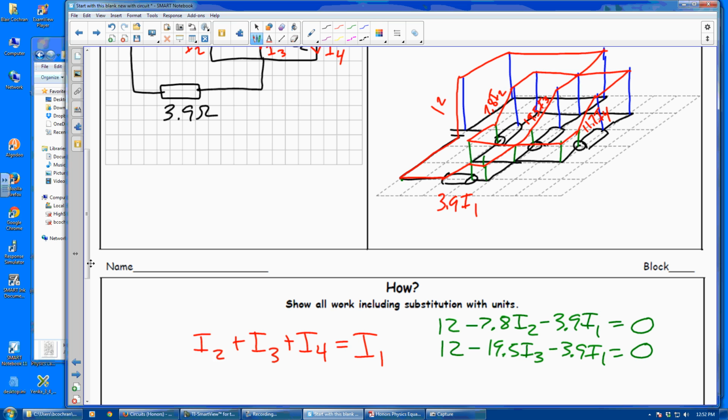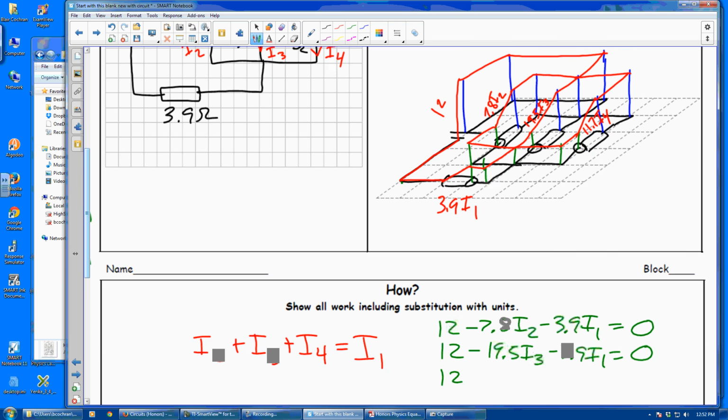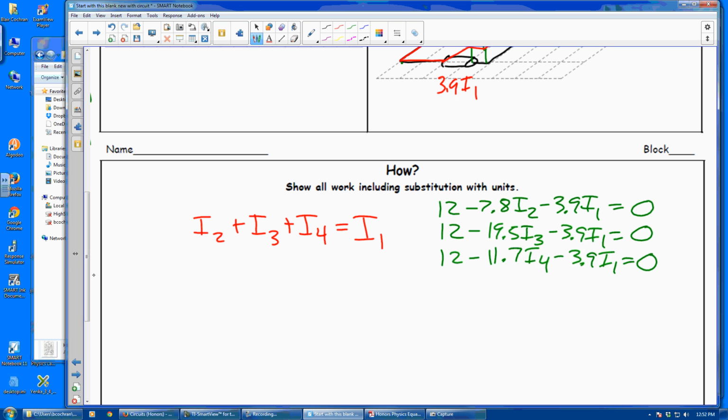I know I'm going a little fast. I just want to make sure you have a chance to try this one. And then 12 minus 11.7 I4 minus 3.9 I1 equals 0. Now, if I look at that stack of 4 equations, my red has all 4 currents in it. My 3 greens also have all 4 currents in them. My guess is if I put those 4 into my solver, I'm going to come out with a correct answer.